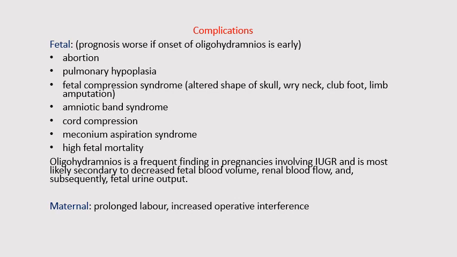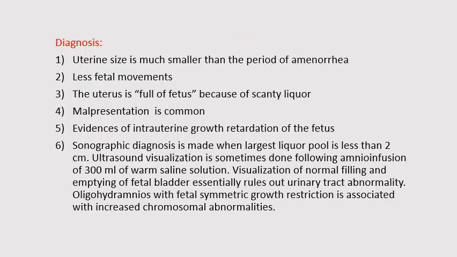Oligohydramnios is a frequent finding in pregnancies involving intrauterine growth restriction and is most likely secondary to decreased fetal blood volume, renal blood flow, and subsequently reduced fetal urine output. And complications in the mother include prolonged labor and increased operative interference.